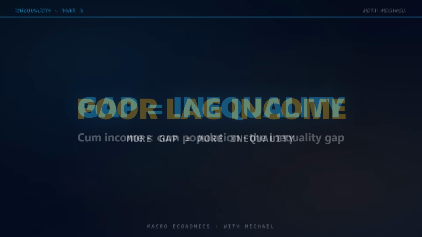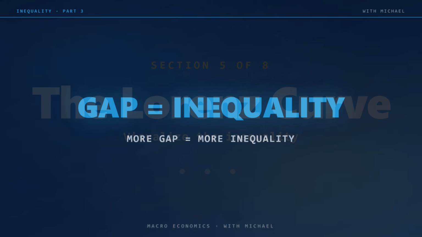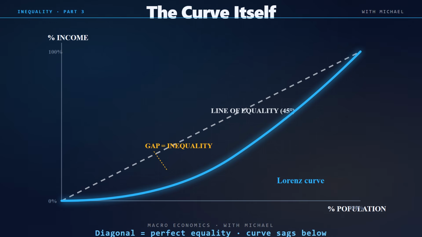Section 5. The Lorenz curve. Now we draw the Lorenz curve. On the horizontal axis, we plot the cumulative share of the population from 0 to 100%. On the vertical axis, we plot the cumulative share of income from 0 to 100%. Both axes go from 0 to 100.